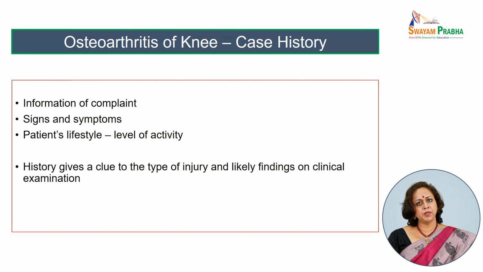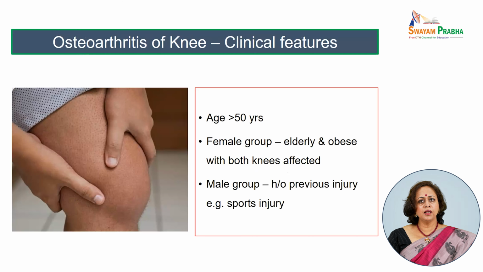The history that the patient gives is a clue to the type of injury and likely findings on clinical examination. Like the patient might say he was a sports person in the past, or he played a sport with high stress activity like basketball on a hard court or tennis on a hard court. So this history gives you a clue that possibly the stresses are more on this joint as a sports person and have led to more wear and tear. So here is the patient's knee, his left knee.